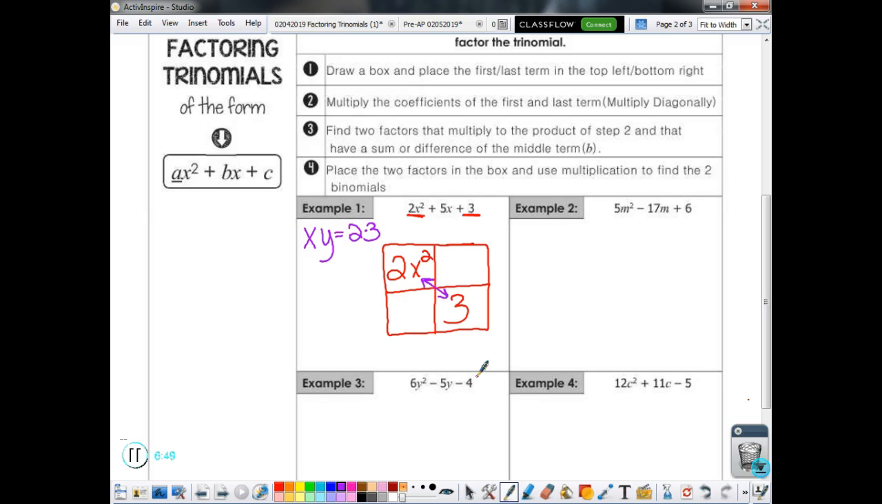It's going to be the 2 and the 3. So now we have to multiply down diagonally. Okay? So xy is now equal to 2 times 3, and then x plus y is still going to be 5. Okay? So x times y is going to be 2 times 3, and then x plus y is going to be 5. Okay?